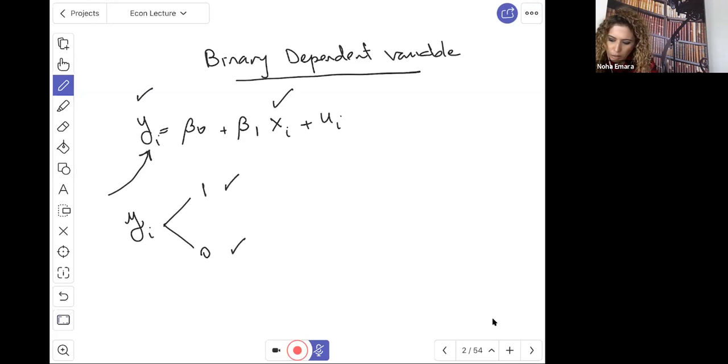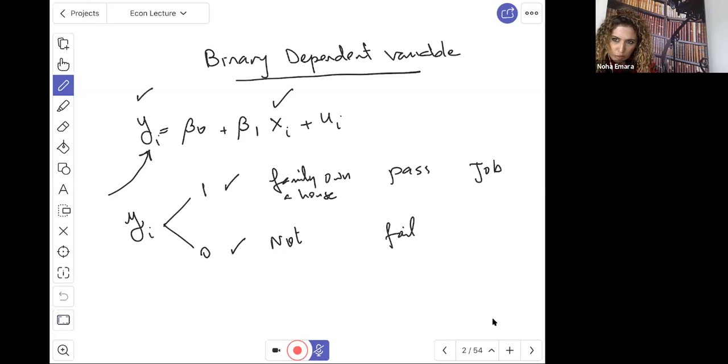So let's say a family owns a house, okay, or not. Like you don't have anything in between. You pass or fail. What else? You graduate or not. You find a job or labor participation, yes or no job. Okay, so it's either or. Okay, we don't have any values in between. And in these types of binary dependent variable models, we have 3 different ways to estimate our model.